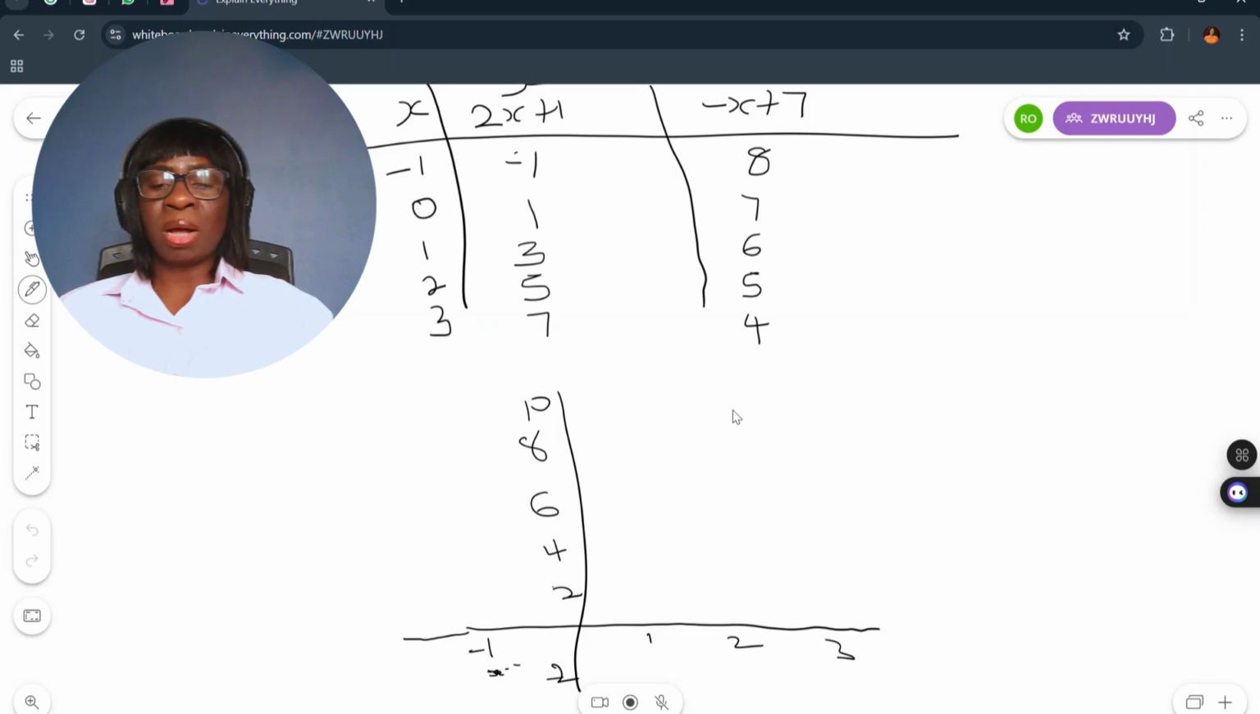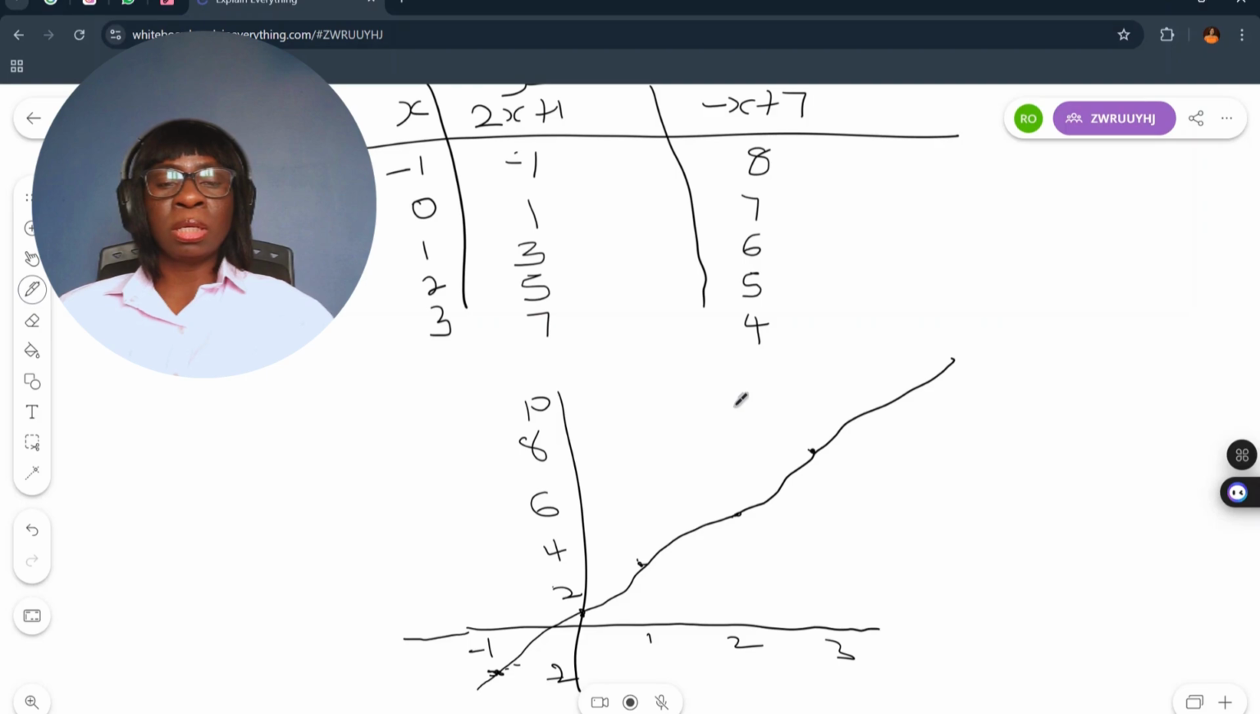For the second one, when x is 0, y is 1. That will be somewhere here. Then when x is 1, y is 3. That will be somewhere here. When x is 2, y is 5. That will be somewhere here. Then when x is 3, y is 7. That will be somewhere here. So this line now will look like this.